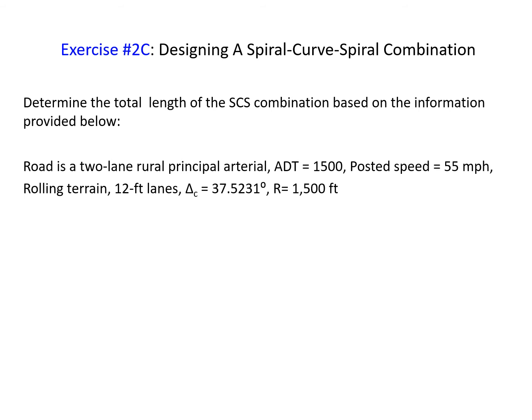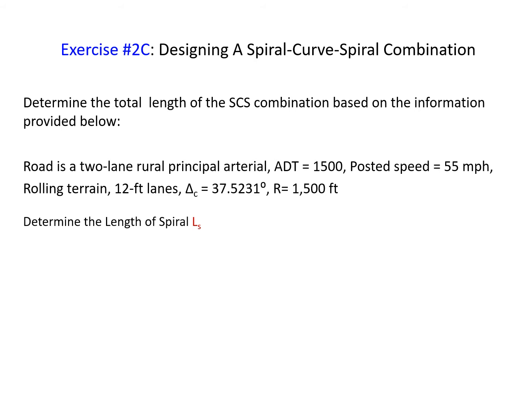The road is a 2-lane rural, principal arterial with an ADT of 1500. The posted speed is 55 miles per hour. It's a rolling terrain with 12-foot lanes, a central angle of 37.5231 degrees, and a radius of 1,500 feet.